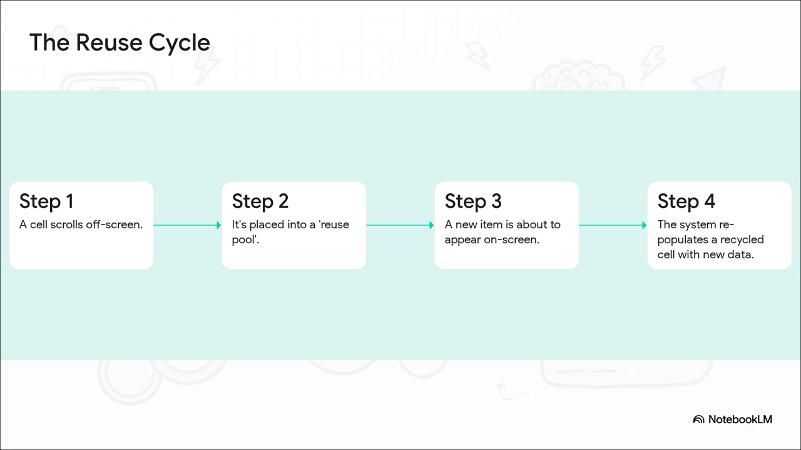The best way to think about this is like a really busy restaurant that only has a few plates. So step 1, a cell with, say, your friend's contact info scrolls off the top of the screen. Now it doesn't get destroyed. Instead, step 2, it gets put into what's called a reuse pool. Think of it like a plate going to the dishwasher. Then, step 3, a new contact is about to appear at the bottom of the screen. So what does the system do? For step 4, it just grabs that clean recycled cell from the pool and fills it up with the new contact's data. It's this constant, lightning-fast cycle of recycling.